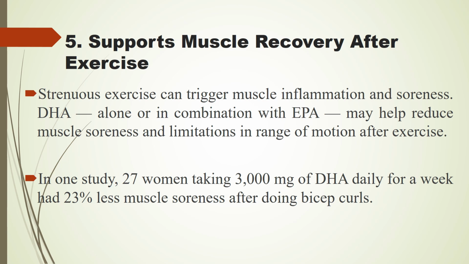The fifth one is that it supports muscle recovery after exercise. This will help women and men who do intense exercise. Intense exercise triggers muscle inflammation and soreness. DHA alone or in combination with EPA may help reduce muscle soreness and limitation in range of motion after exercise. One study showed that 27 women taking 3000 mg of DHA daily for a week had 23% less muscle soreness after doing bicep curls.